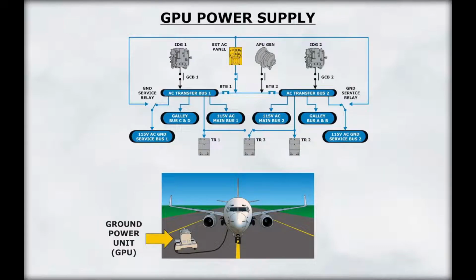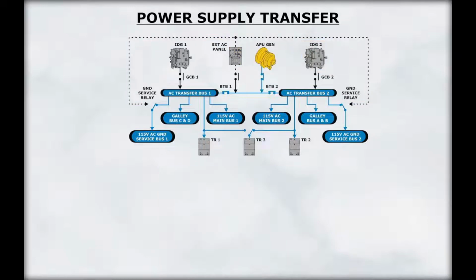An external electrical ground power unit, or GPU, can supply power to both transfer buses through the bus tiebreakers. The GPU is plugged in at an external AC power receptacle located on the lower right side of the fuselage near the nose gear wheel well. It is not possible to power one transfer bus from the APU and the other transfer bus from the ground power unit. The last selected power source will power both transfer buses.